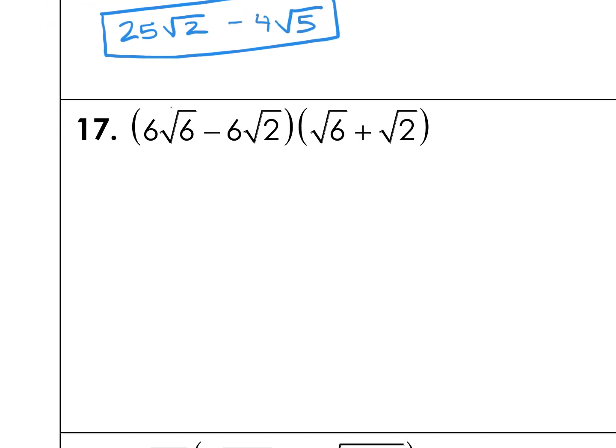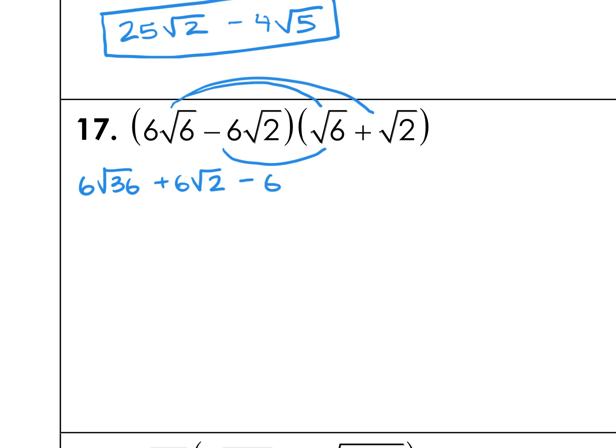So 17, again, you're going to multiply the firsts. So I have 6 times the square root of 36 plus 6 root 2 minus 6 root 12 minus 6 root 4.